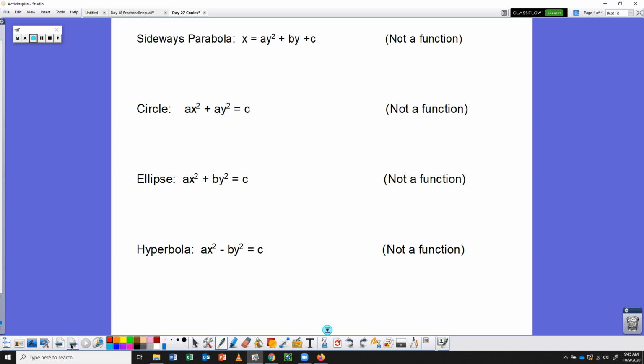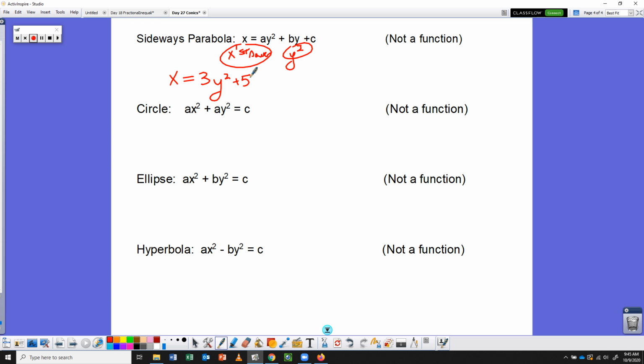However, there are many of these shapes that can be created from the intersections of planes and double napped cones that are not functions. And so we want to spend a little bit of time and talk about some of those. The first one I want to address is a sideways parabola. A sideways parabola is going to have x to the first power and y's that are squared, y's to the second power. This is the key indicating feature of a sideways parabola. An example of that might be something like x equals 3y squared plus 5.